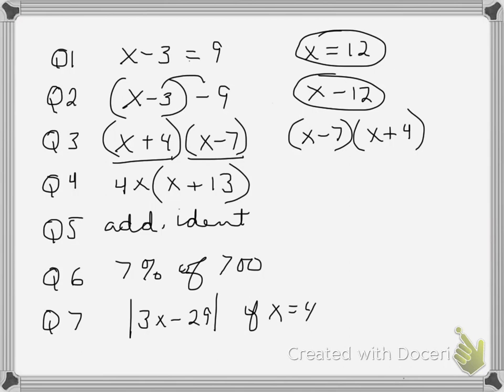The next one is a distribution, and so I would multiply the 4x through, and I would get 4x squared plus 4 times 13 would be 52x.